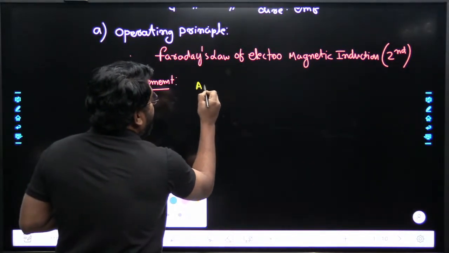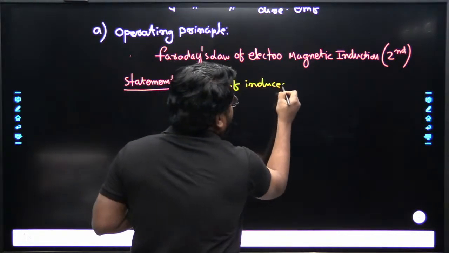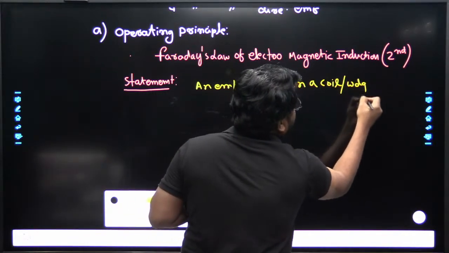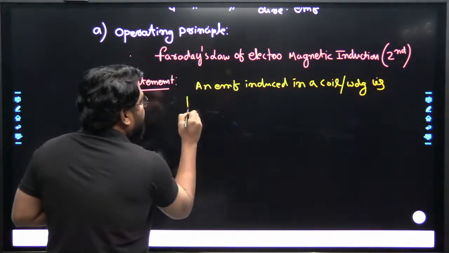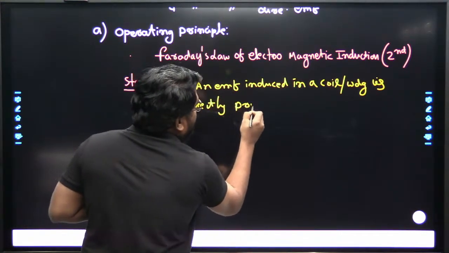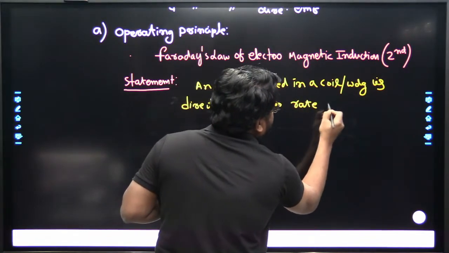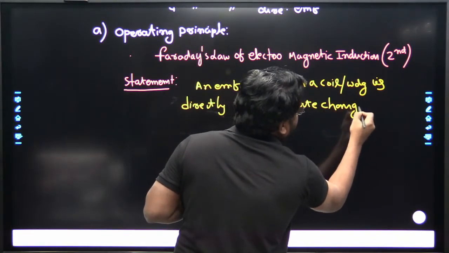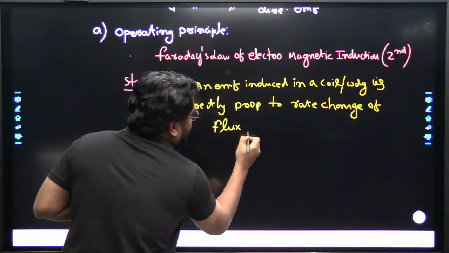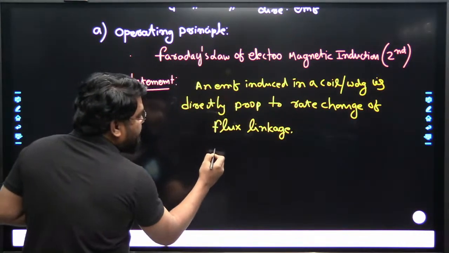An EMF induced in a coil or winding is directly proportional to the rate of change of flux linkage. I will tell you what is the meaning of flux linkage. So mathematically, how do we write this one?